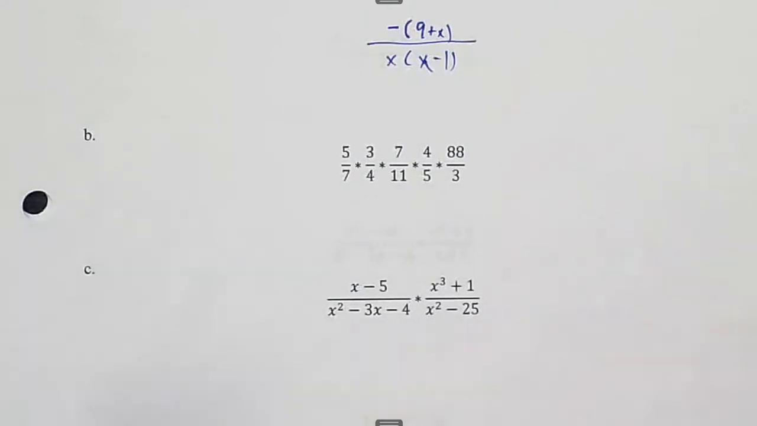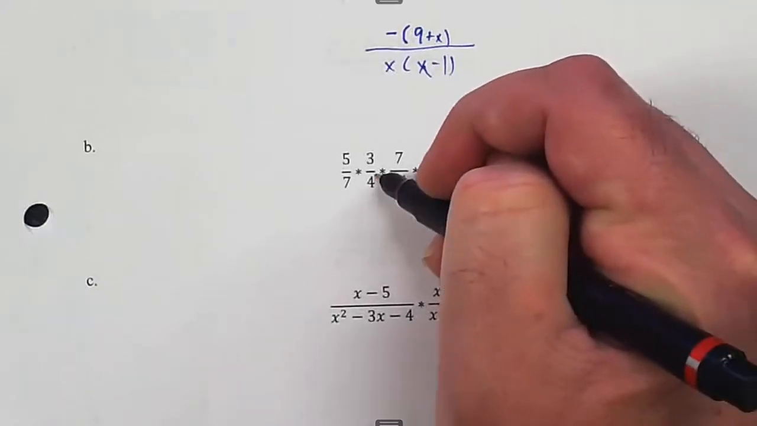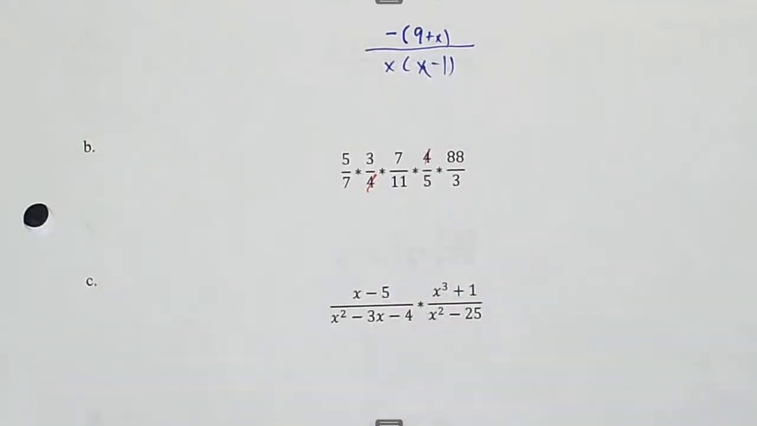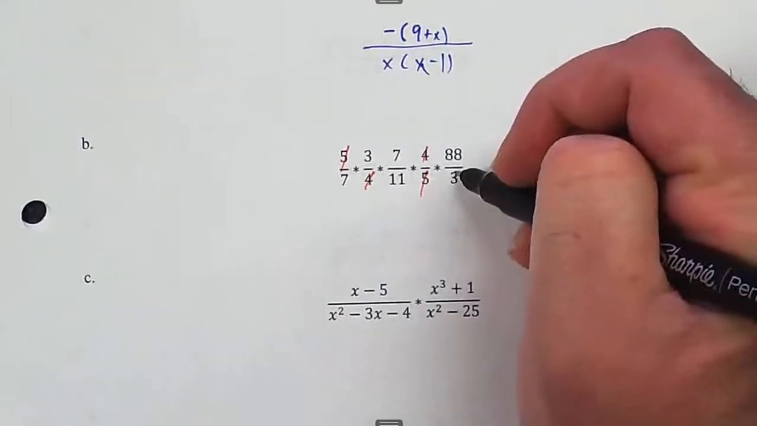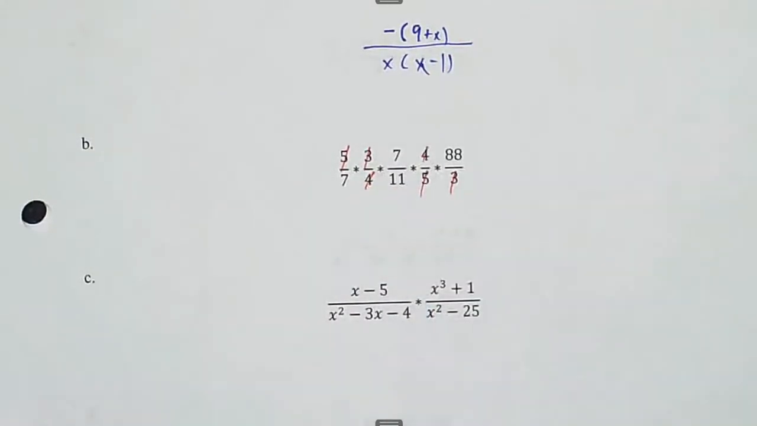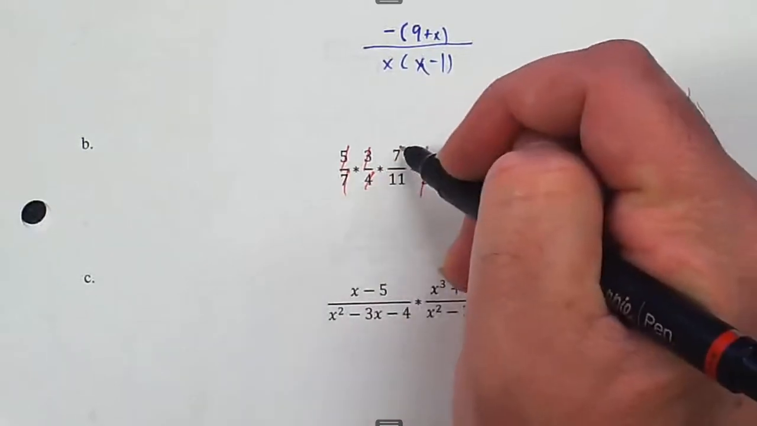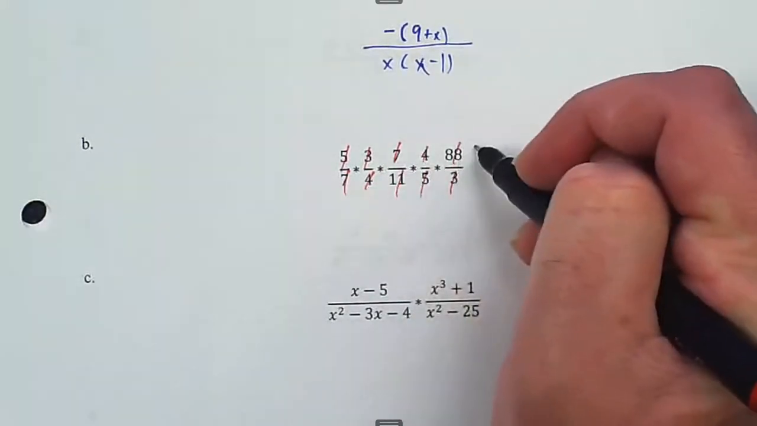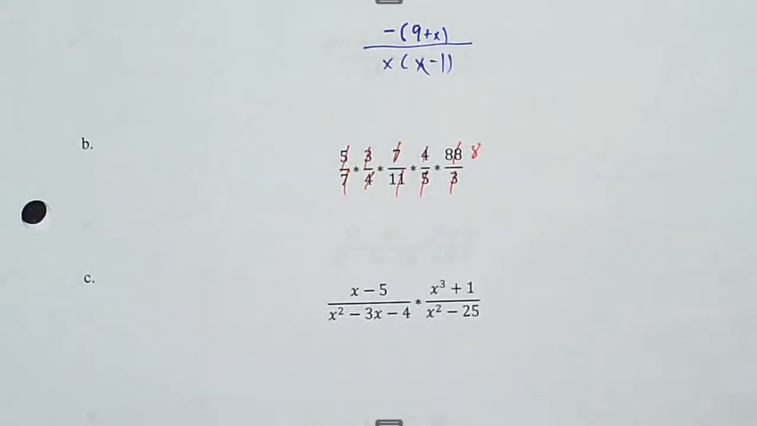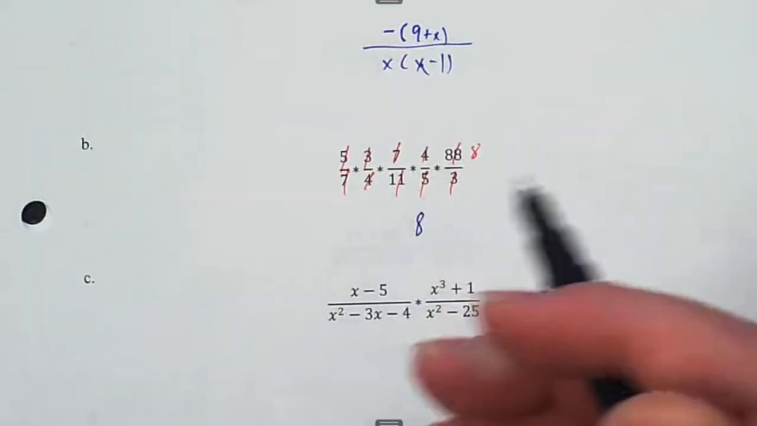Let's just reduce first. The 4 and the 4 reduce to 1. The 5 and the 5 reduce to 1. The 3 and the 3 reduce to 1. The 7 and the 7 reduce to 1. And 11 goes into 88 8 times. I would argue that is even easier than typing that in a calculator.